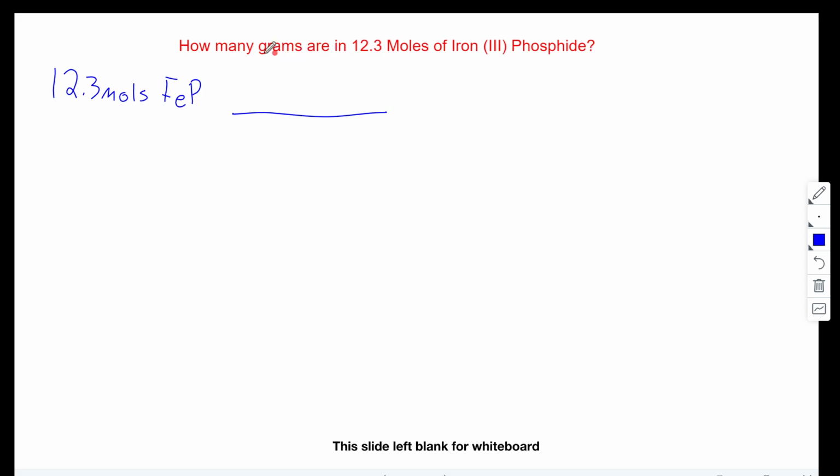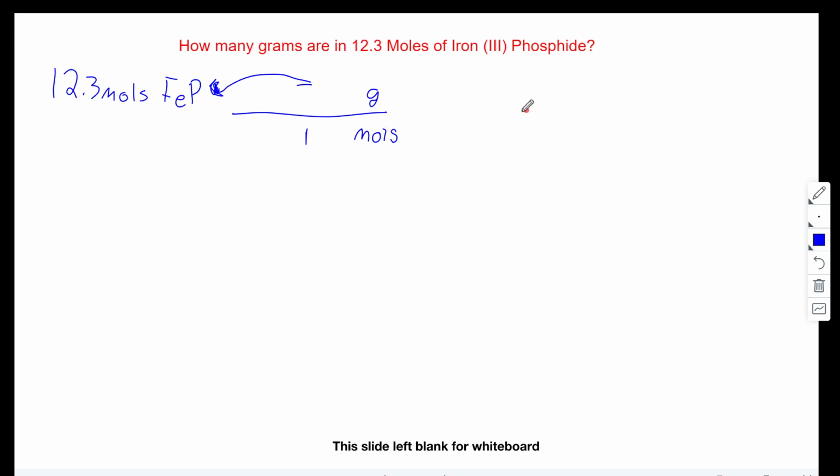Okay, our next step is to draw a line, and the unit that we want is going to go on top. And we can tell we want grams because we have grams here. So we'll put grams on top, and then the unit that we start with is going to go on the bottom. Anytime we have moles, 1 will go with it. And here, grams is going to be the molar mass of this one. Okay?